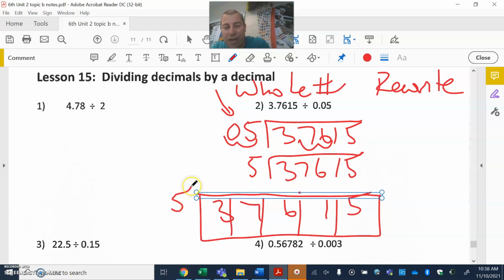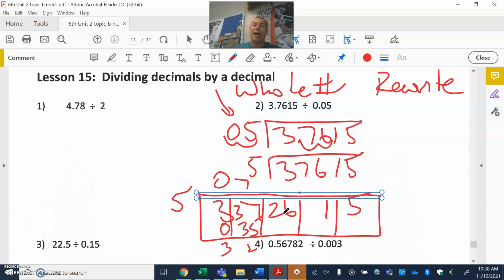Oh, wait, I'm dividing by a 5. How many groups of 5 can I take out of 3? Well, none. So we're going to multiply, subtract, bring it on up. How many groups of 5 out of 37? Well, I can take 7 groups out. Multiply to get a 35, subtract to get a 2, bring it on up.